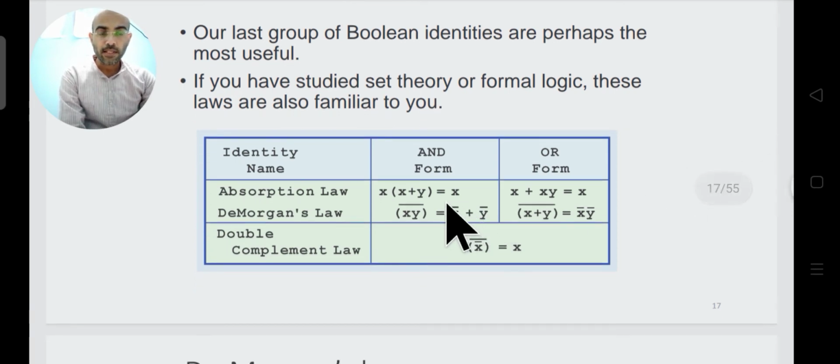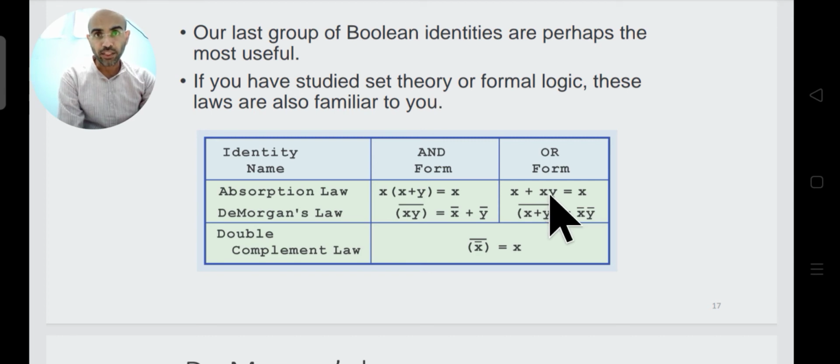So the other law is x dot x plus y. Again you apply these identities, or you can see this x plus xy. So absorption. Whenever the situation is something like that, x plus xy, that will be equal to x. Why is it so? It is very easy to understand. If you take x common from this, then x will come outside. Then you have 1 plus y.